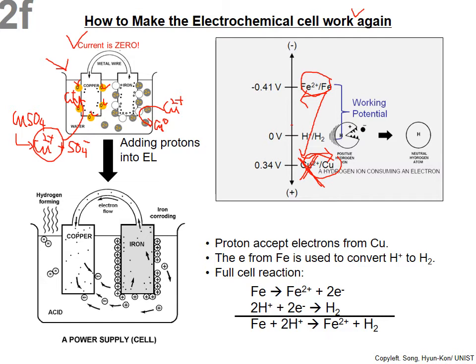Then the second method. Let me use another species different from copper 2 plus. Here, I want to use acid, for example, hydrochloric acid. Like the copper sulfate salt, hydrochloric acid is dissociated into protons and chloride ions. So we have a lot of protons right now in the electrolyte. And let me check the reduction potential of H plus here.